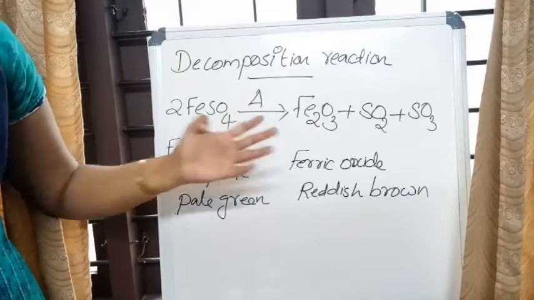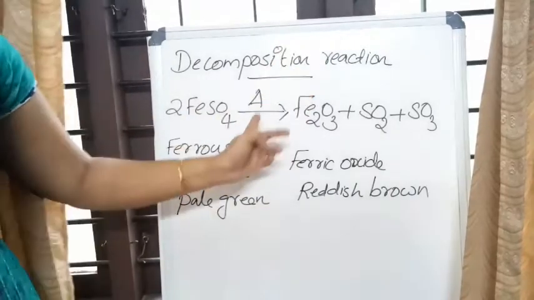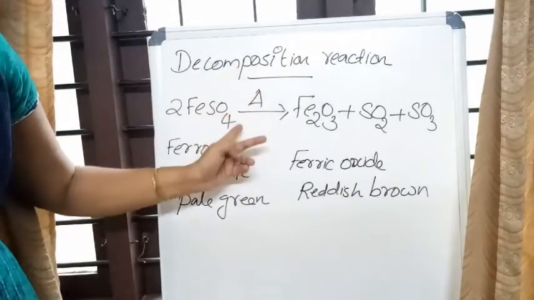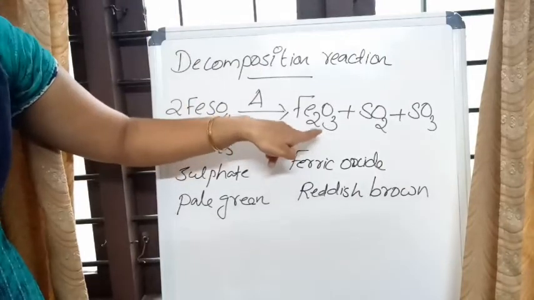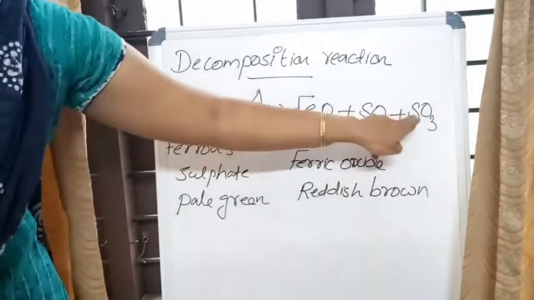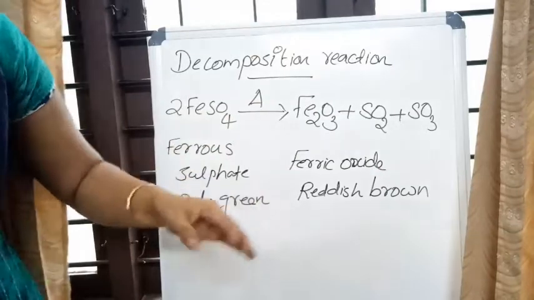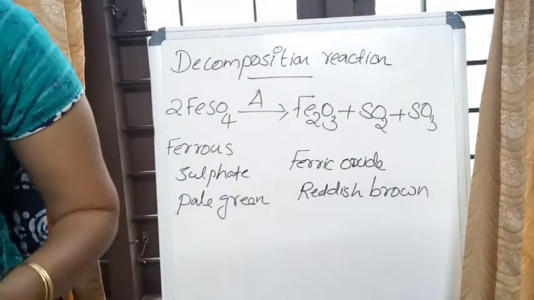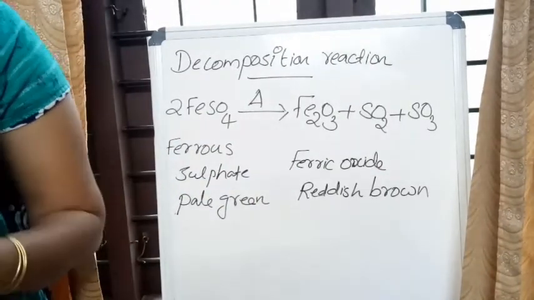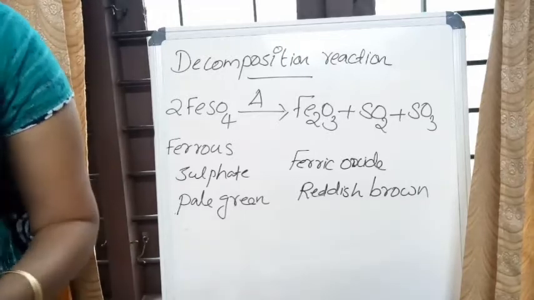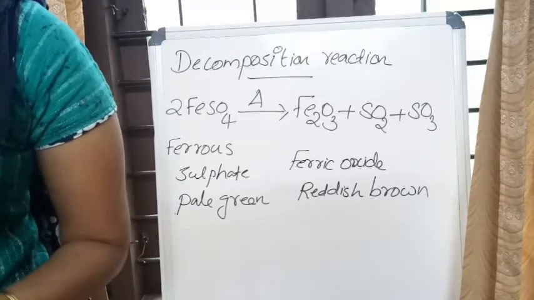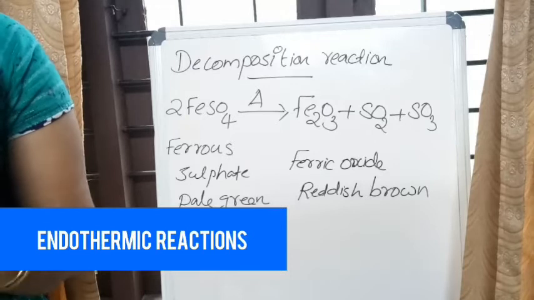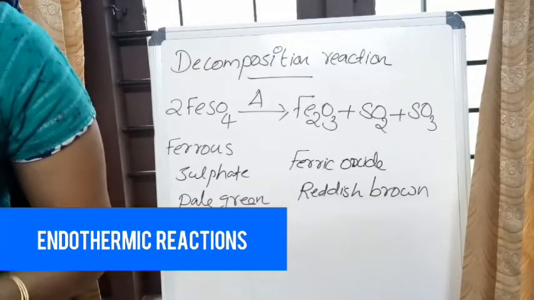Triangle arrow indicates the process is heating. So during the reaction, ferrous sulfate absorbs heat and it forms ferric oxide, sulfur dioxide and sulfur trioxide. So in this reaction there is absorption of energy. So if the reaction absorbs energy, we can list them as endothermic reactions. So endothermic reactions are the reactions in which there is an absorption of heat energy.